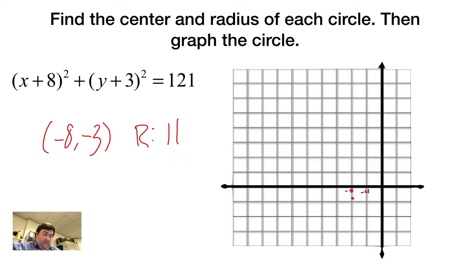So 4, 8, 11, 4, 8, 11, and 4, 8, 11. That's a little bit harder to do, but then we graph, and well, it's close.